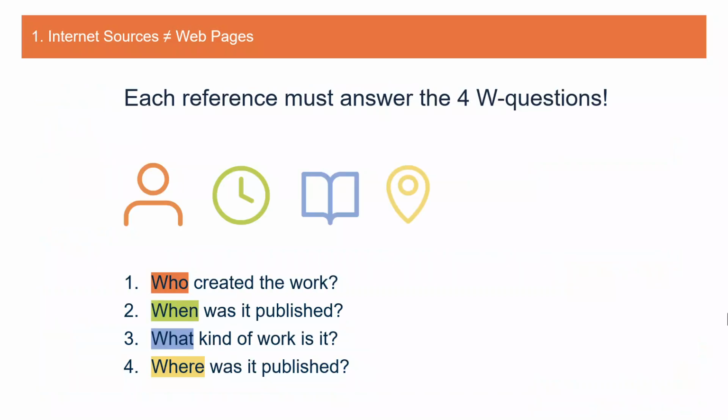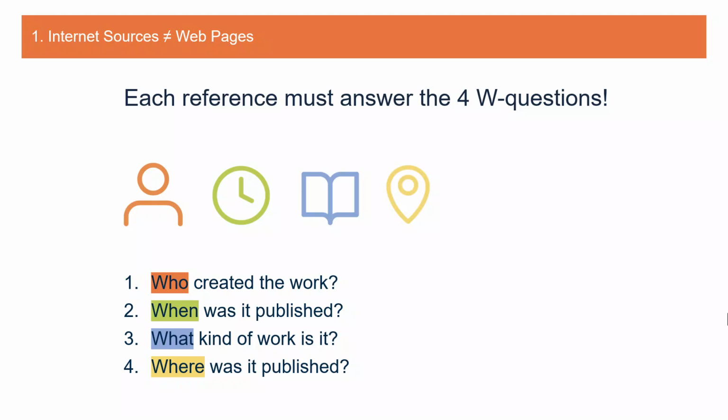So to create a correct and complete reference entry, the reference always has to answer 4 questions, the 4 W questions. Who created the work? When was it published? What kind of work is it? And where was it published?